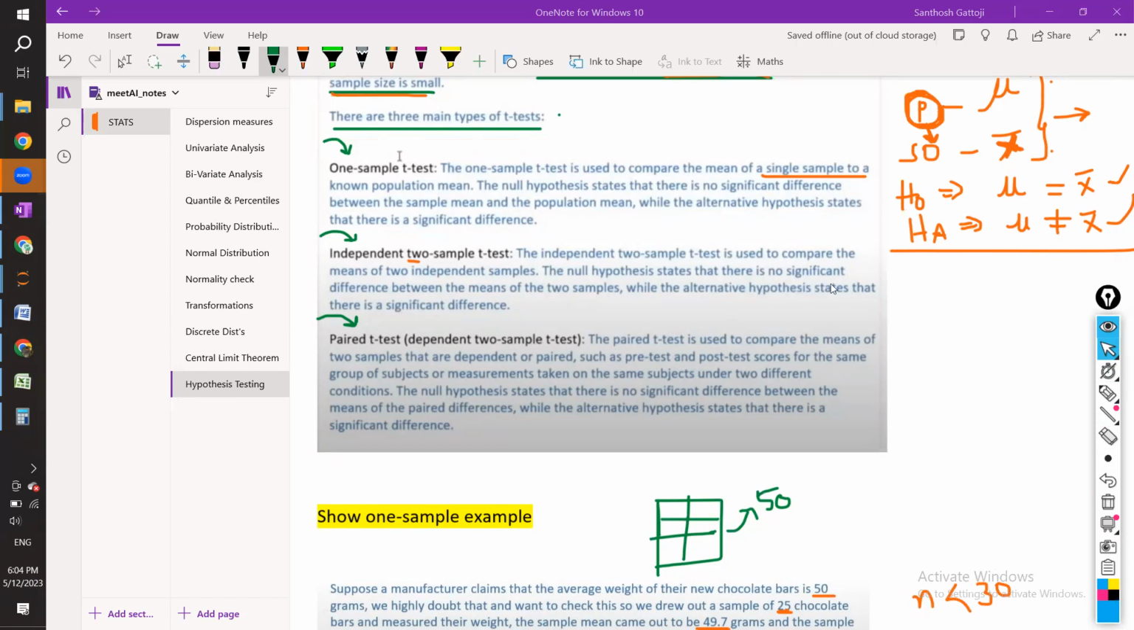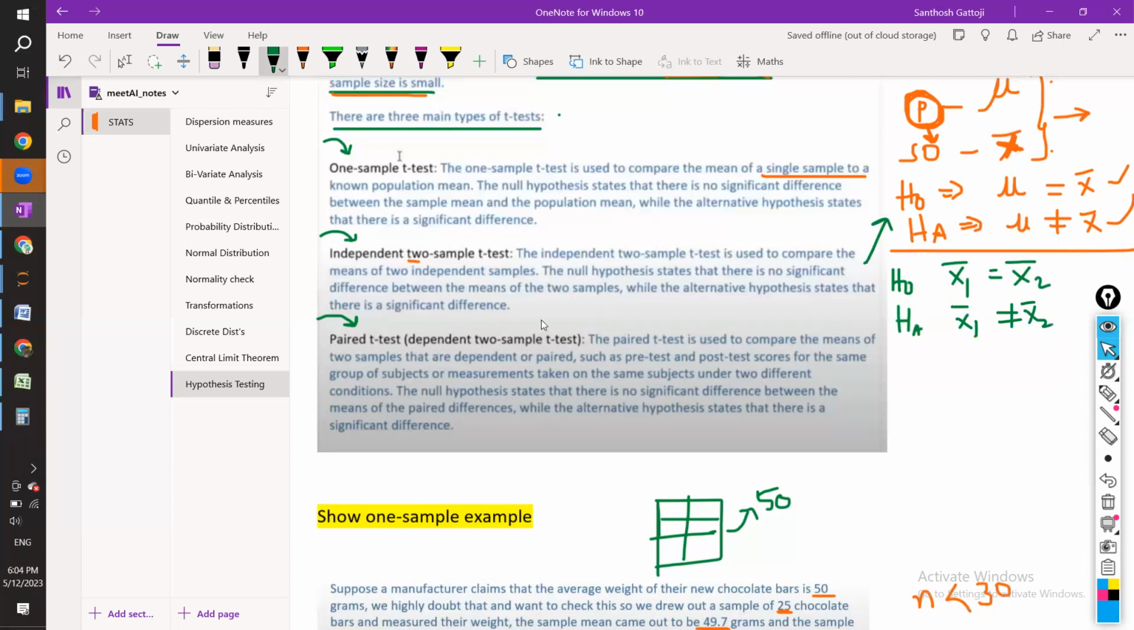So in this scenario also, the null will say there is no significant difference between the 2 samples. That means both the samples are equal. Sample 1 mean is equal to sample 2 mean, that is a null. And alternate will say no, there is some difference. That means first sample mean is not equal to second sample mean.